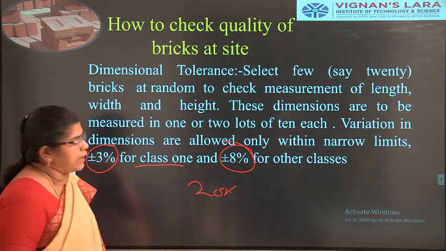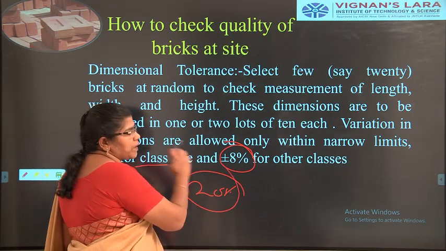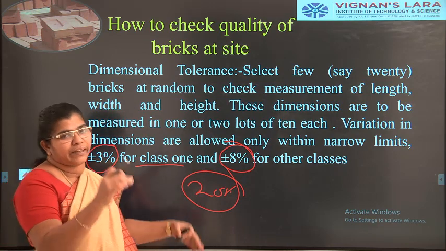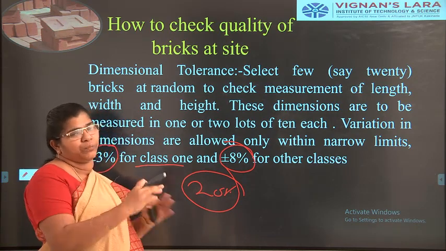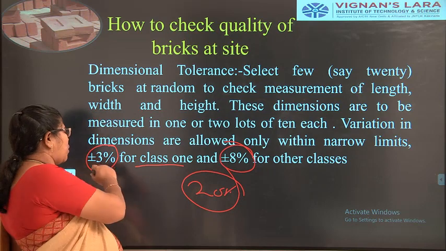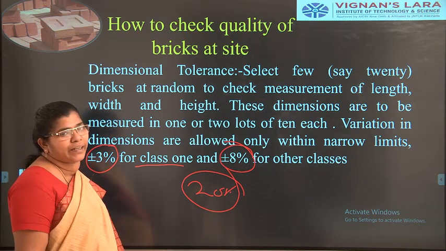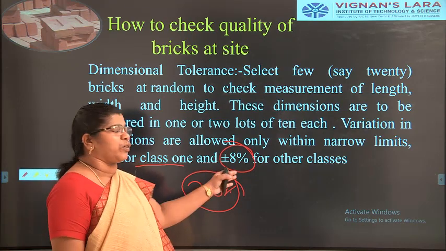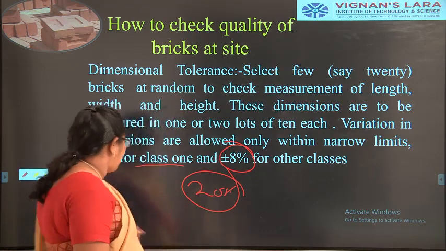This 20% is only based on the edges, but the correct dimensions, the length, height, width, everything should be uniform. That should not be more than plus or minus 3% for class A and B bricks. For class C and D, it should not go beyond plus or minus 8%.